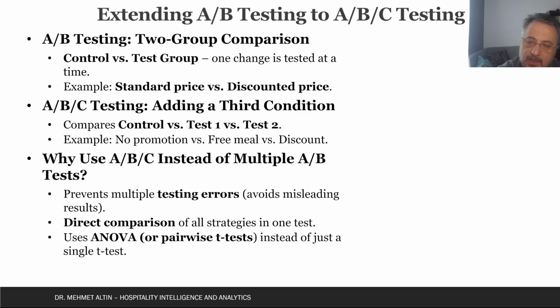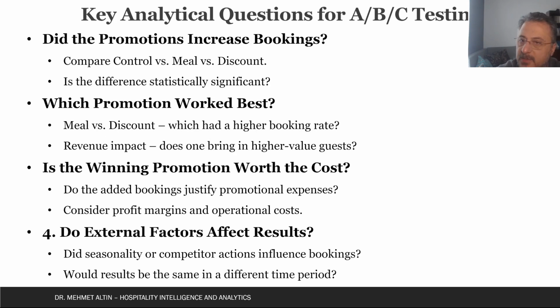First, of course, like I said, it avoids multiple testing errors. Running separate A/B tests increases the risk of false positives. It also allows direct comparison because you are measuring at the same time and everything is randomized. Instead of only seeing if promotions work, we learn which one works best. In this case, of course, we use ANOVA, pairwise t-tests, or multiple t-tests with corrections. Since we have three groups, we need slightly different statistical methods. I'll give a few examples in the Excel practice.